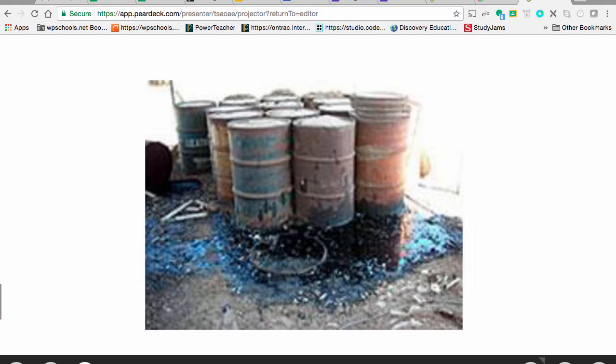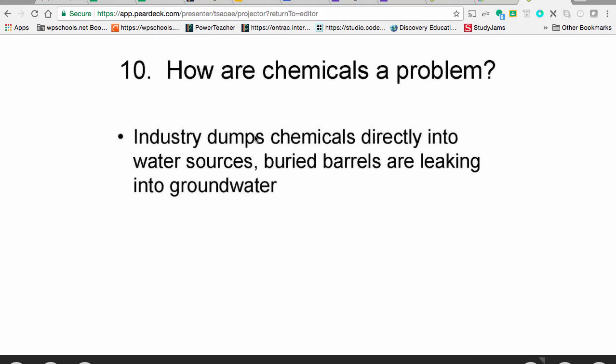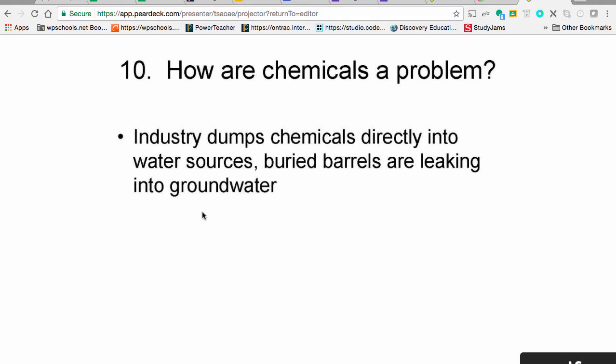We also have problems with burying barrels with pollution in them. A lot of times the barrels will rust and the contaminants will ooze out. This will cause problems with runoff. If it's underground, it could directly interfere with the aquifer. So chemicals are a problem because industry dumps chemicals directly into water sources. Buried barrels that aren't monitored leak into groundwaters and directly into our aquifers.